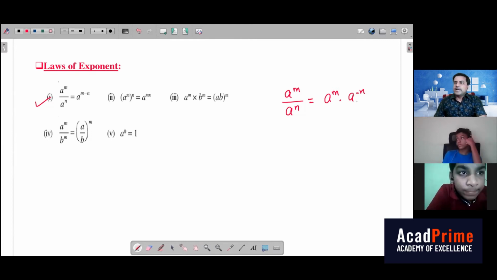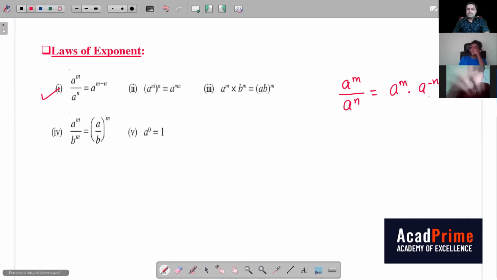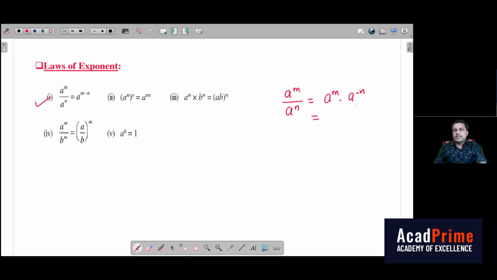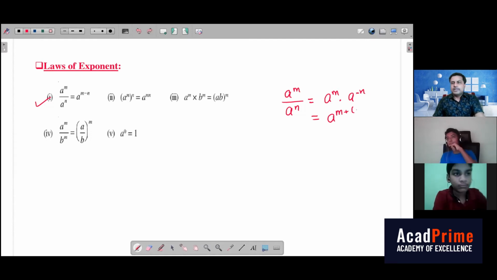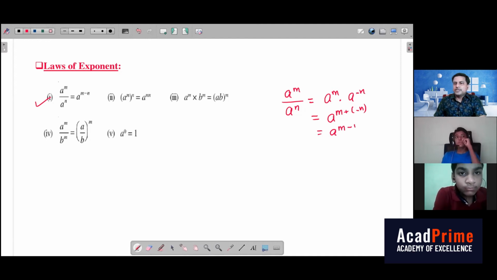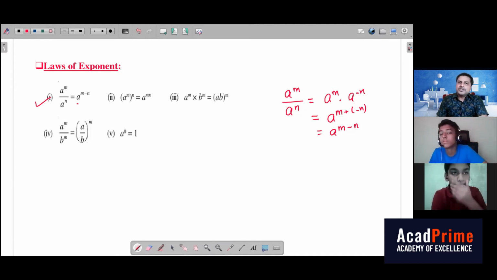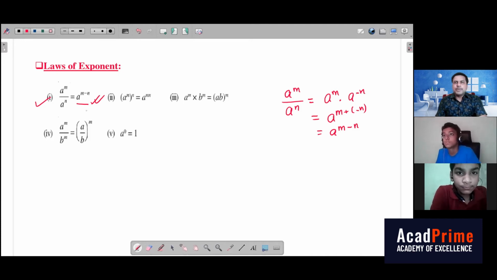Now we just apply the first law that we have already discussed: if the bases of both are the same, then we just add up the powers. If the base is the same, we just add its power, then it should be equal to a raised to the power m minus n. So in a simple manner we can directly use this relation: whenever it has been given a raised to the power m divided by a raised to the power n, you can directly write a raised to the power m minus n. Okay, is this law clear to all of you?